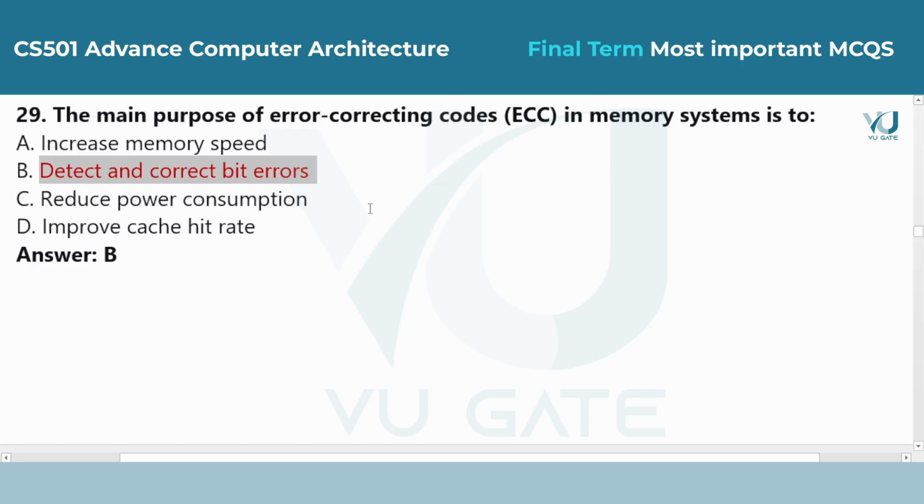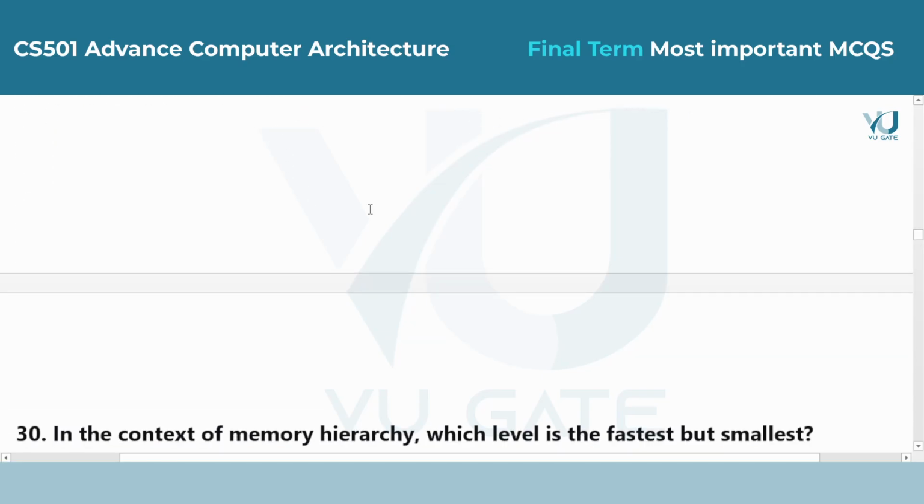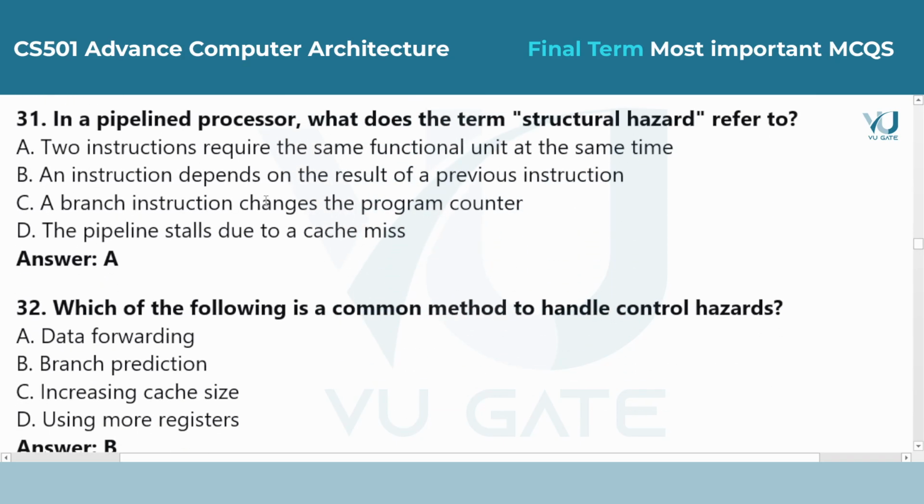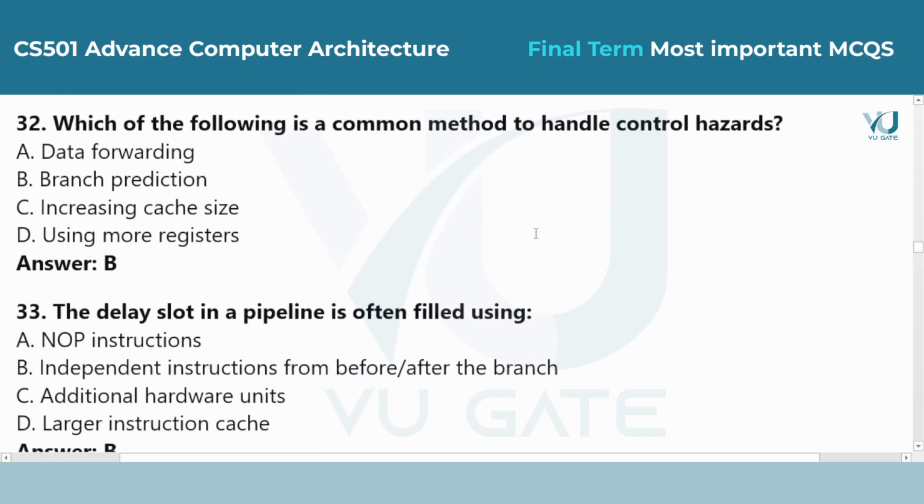Concept: ECC memory can automatically fix single-bit errors to prevent system crashes. 30. Question: in the context of memory hierarchy, which level is the fastest but smallest? Answer: C, cache. Concept: cache sits at the top of the hierarchy below registers, providing the lowest latency. 31. Question: in a pipeline processor, what does the term structural hazard refer to? Answer: A, 2 instructions require the same functional unit at the same time. Concept: it happens when hardware resources are insufficient to support all possible combinations of instructions in the pipeline.